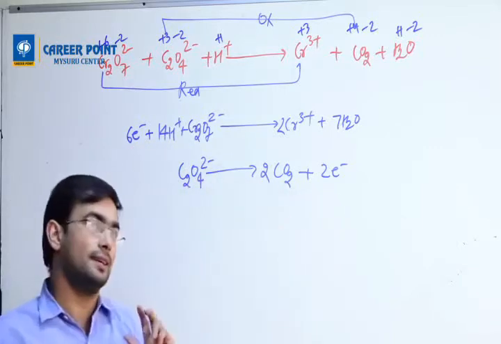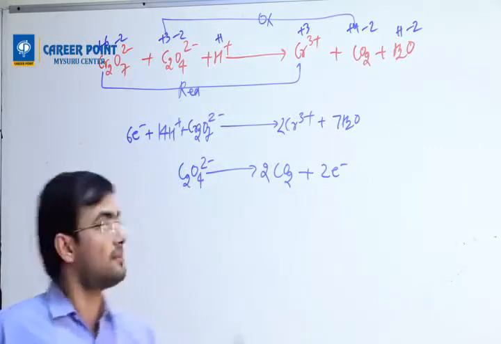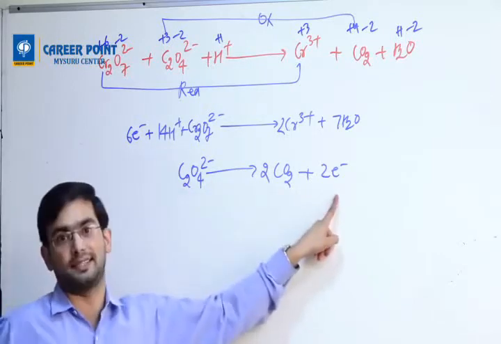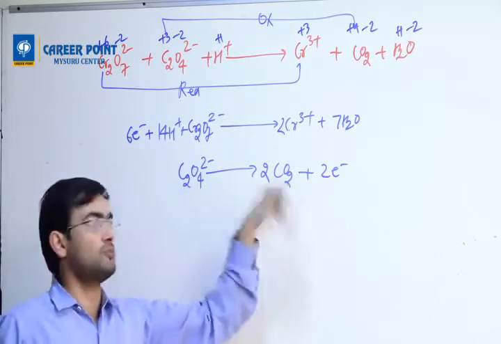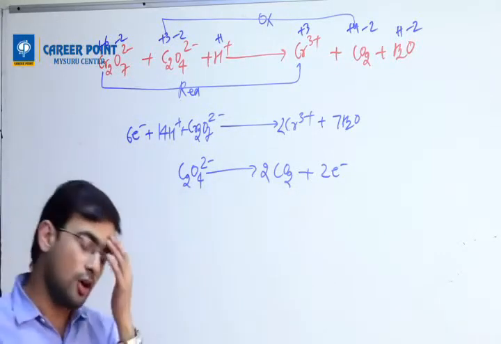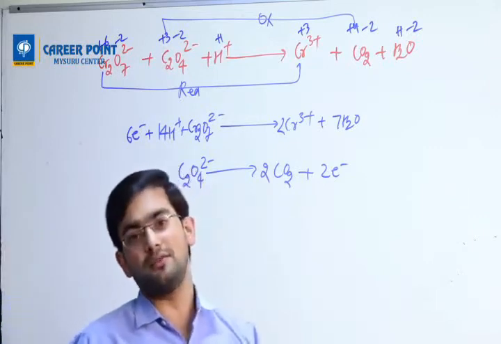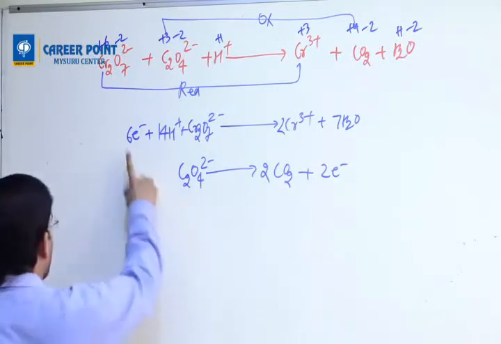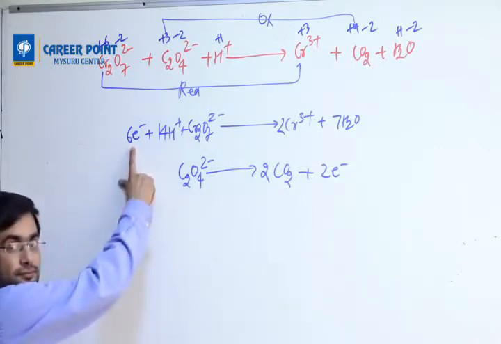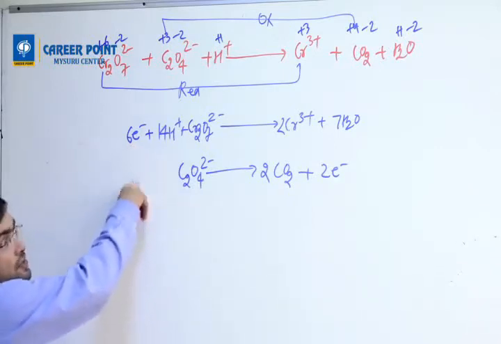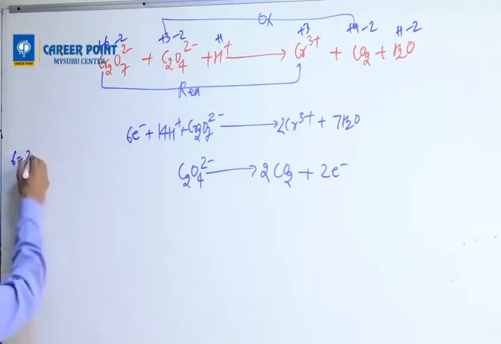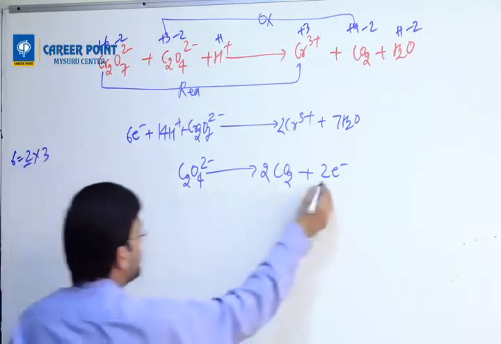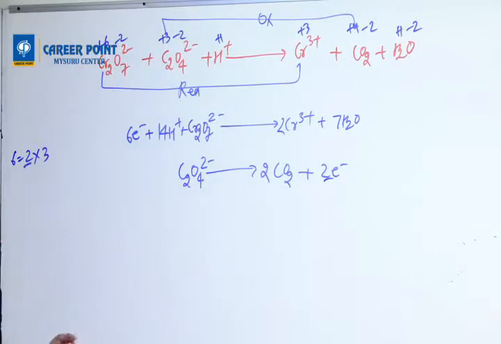To equalize this, you should not multiply this by 2 and this by 6. Not cross multiplication all the time. Cross multiplication happens where you do not have any common factor. Here there is a common factor. 2 is also there, 2 is also there, because 6 can be written as 2 into 3. So I don't need to multiply the whole factor. I can simply multiply by this factor.